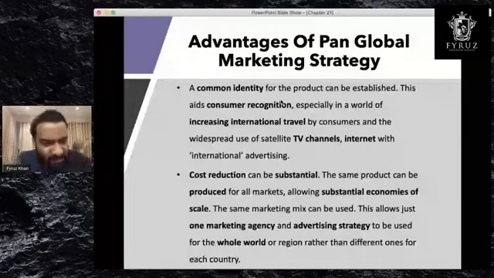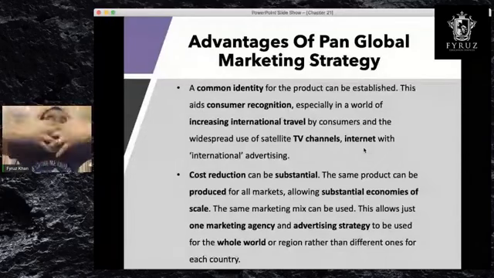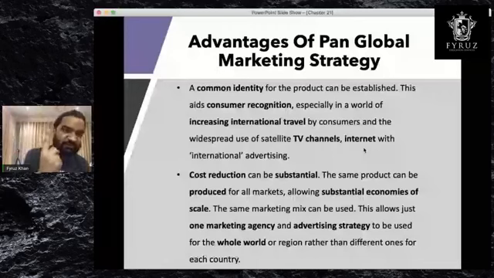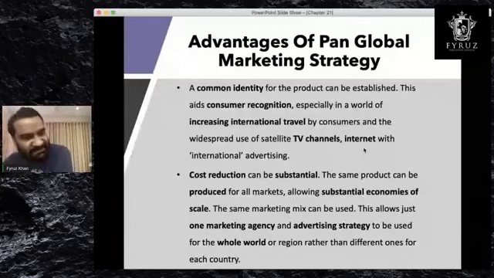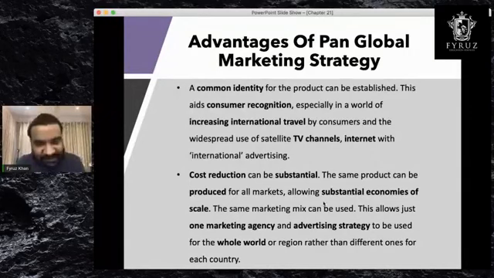And this is possible nowadays, I told you, because of TV channels, because of internet, because of transport. So the world is better connected. Now, that's the first advantage, a common brand identity and consumer recognition. The second is cost reduction. When you make products in huge quantities, your cost comes down. How? I'll show you an example.